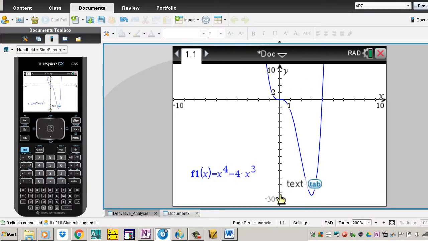I had to change the window. Notice that it's negative 30 at the bottom, 10 on top. So here it is. The graph is decreasing from negative infinity all the way to 0 because it flattens out at 0, which means I have a horizontal slope. That's my critical number. And then from 0 to 3, I'm still decreasing. And then from 3 to infinity, I'm increasing.